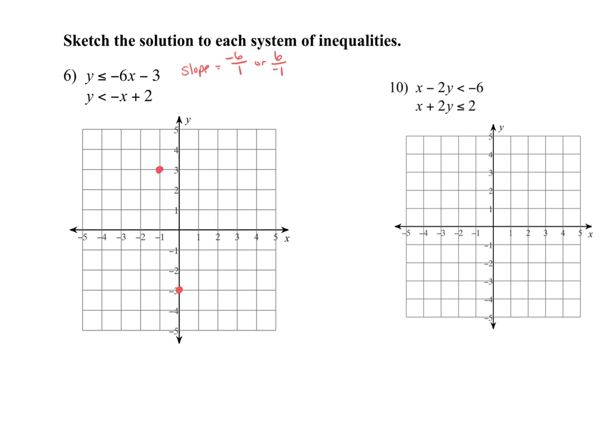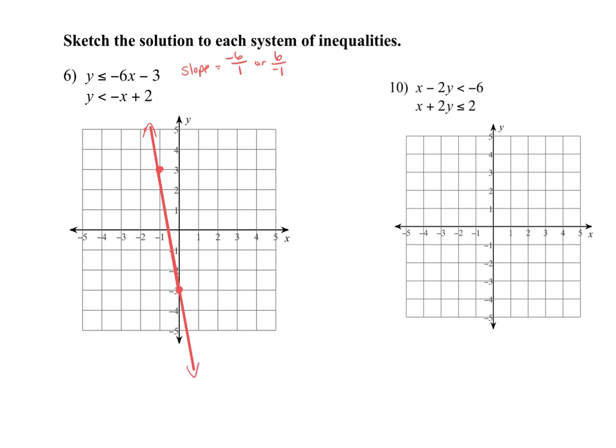Once I have the 2 points, all I have to do to graph is to connect those 2 points and put the arrows on the end.